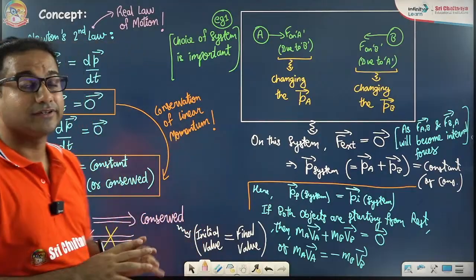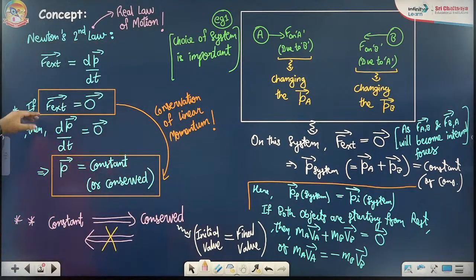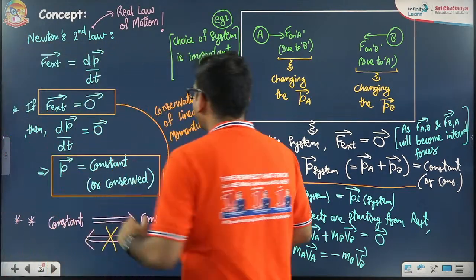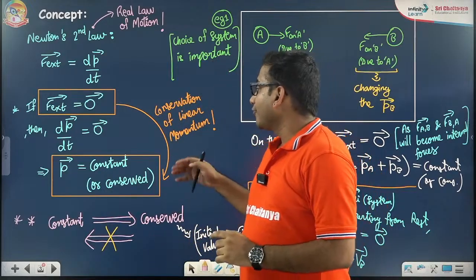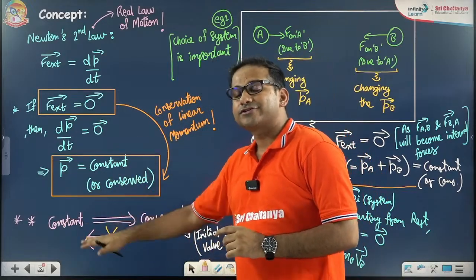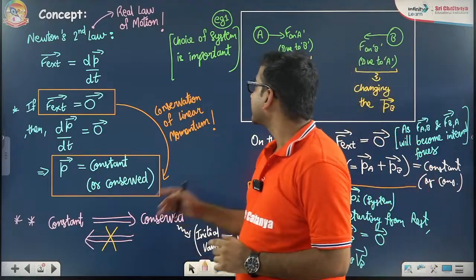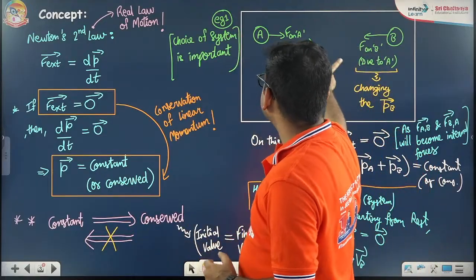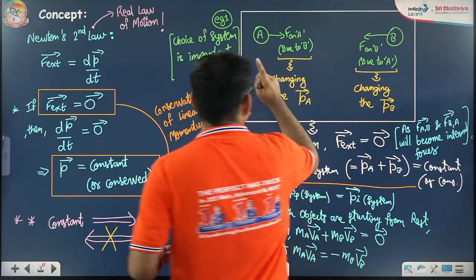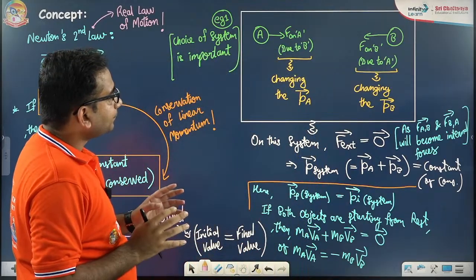That's what we have learned fundamentally: Newton's second law resulting in conservation of linear momentum. When we say momentum will be constant, constant always means it is conserved, but vice versa is not true. In this example, the choice of system is something we need to emphasize.